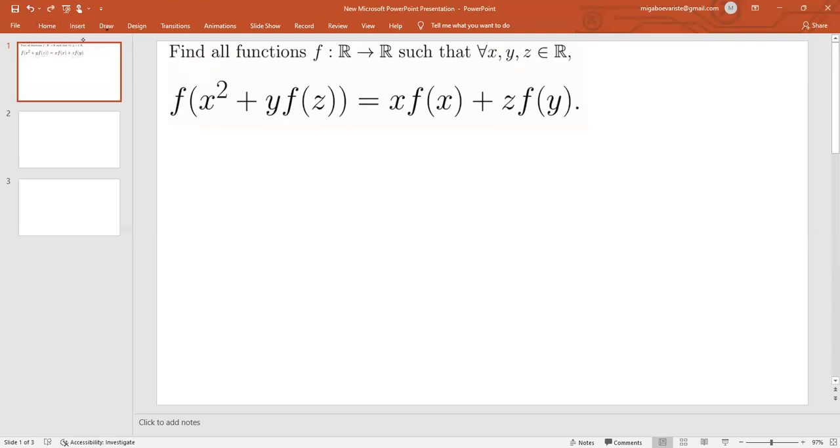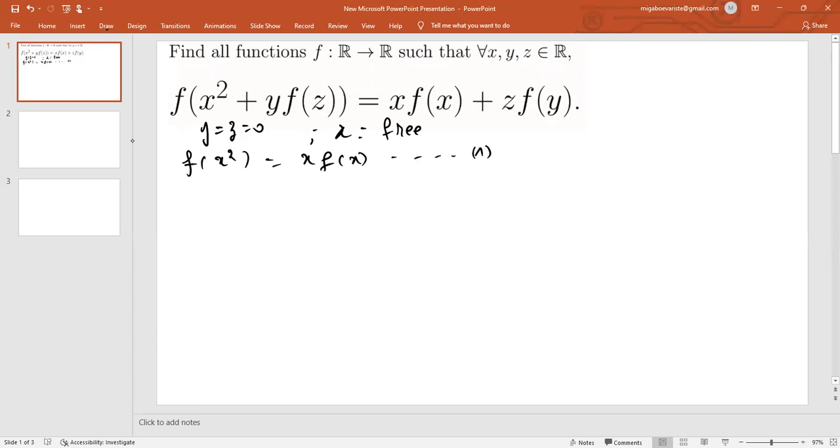Now, let me plug y equals z equals 0, and let me set x be free. I won't plug anything for x. I will leave x as it is. So I'll have f of x squared plus 0 equals x times f of x plus 0. And let's call this relation 1.